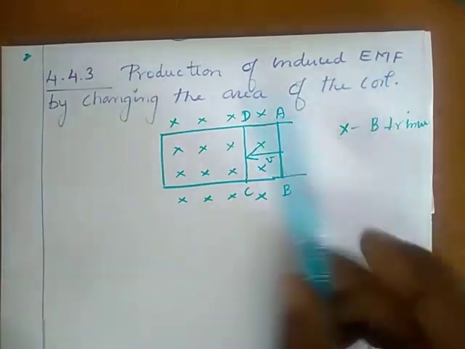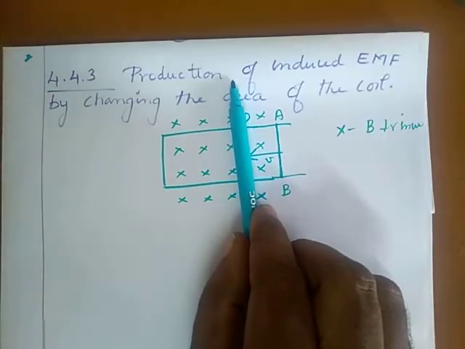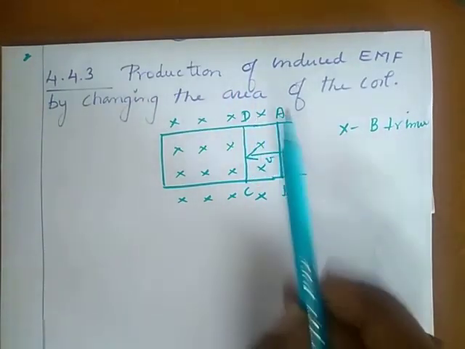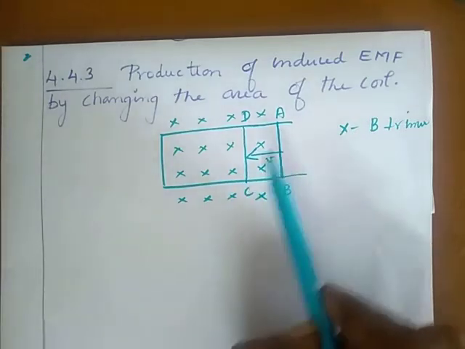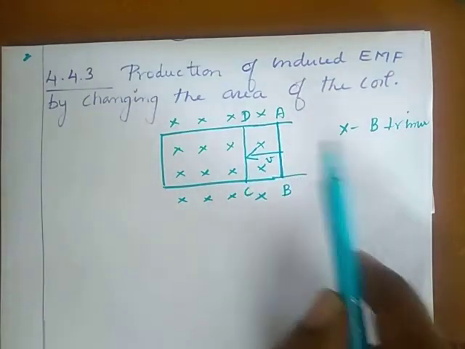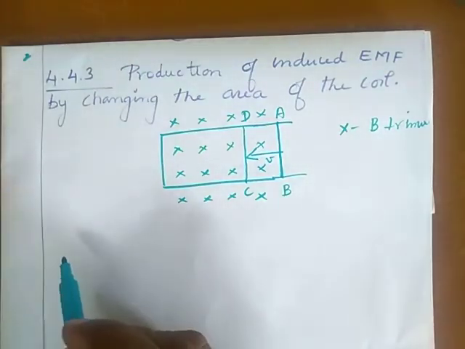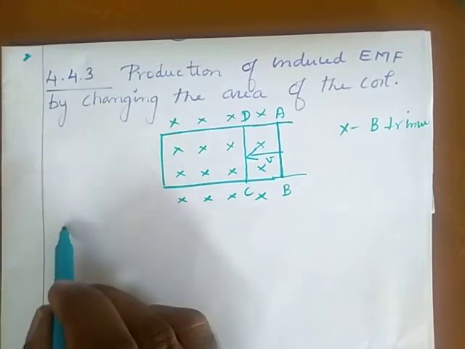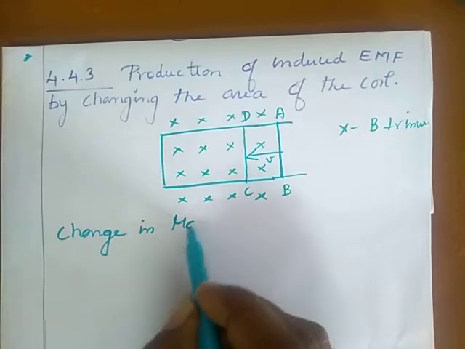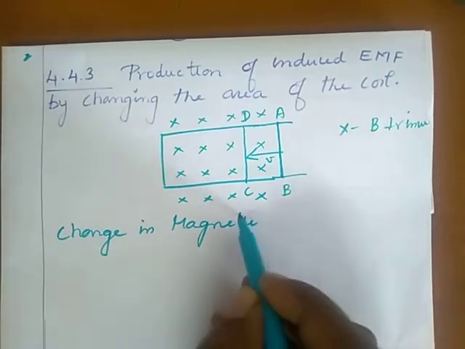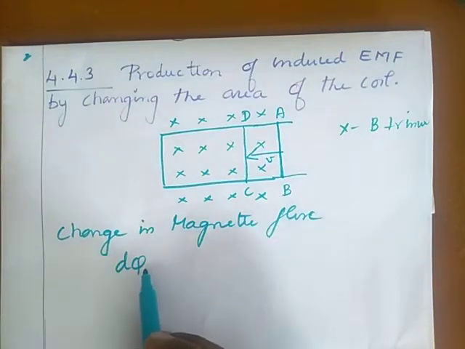Okay, after moving the sliding conductor from this position to this position with the velocity V, the area also decreased and the magnetic flux also decreased. Anyway, the magnetic flux is changed. Okay, then we can write the change in magnetic flux, that is d phi B.